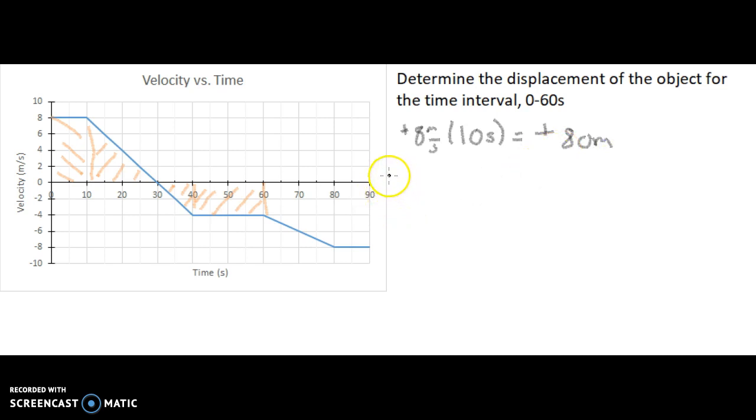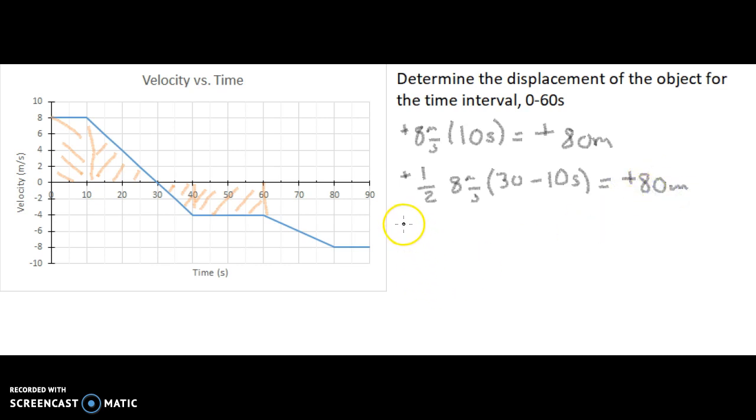Okay, moving from 10 seconds to 30 seconds, we have a positive triangle here. So it will be 1/2 the height, which again is 8 meters per second, times that base, which is going to be 30 seconds minus 10 seconds, or 20 seconds. All right, so when we calculate that, again, we are going to get a positive 80 meters.